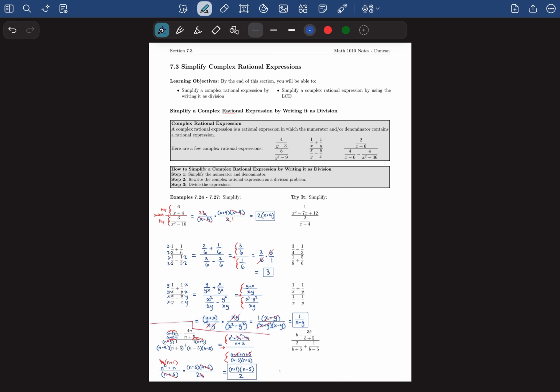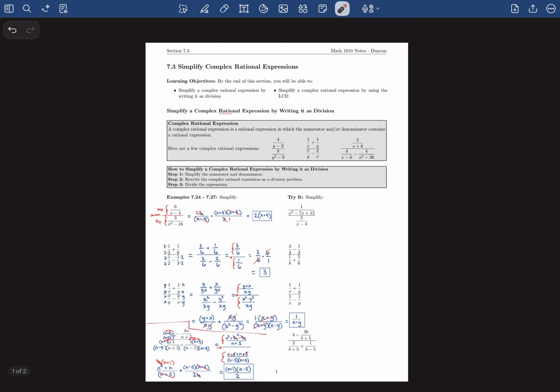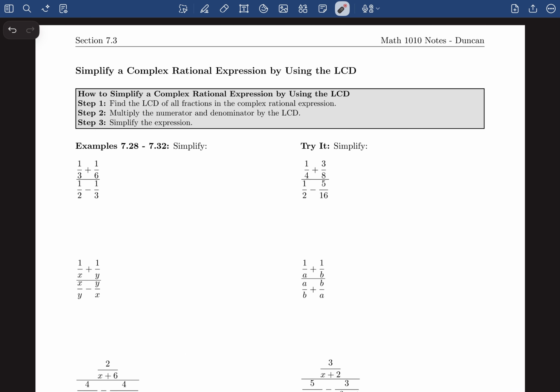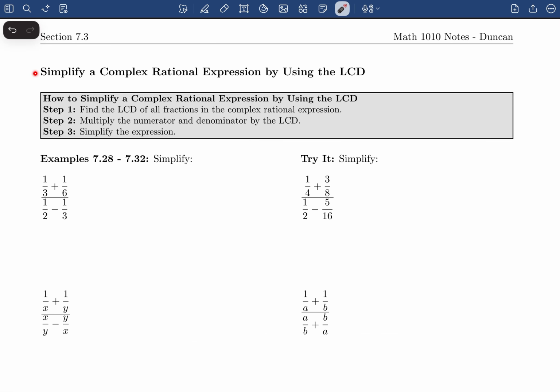Well, let's go ahead and move on to our next learning objective, which is actually to do the same process, but perhaps you'll find this new way easier than the way that we just addressed. Okay, so we're going to simplify a complex rational expression by using the LCD.